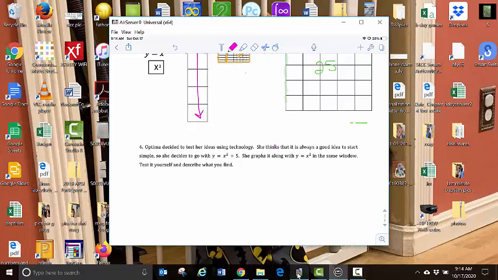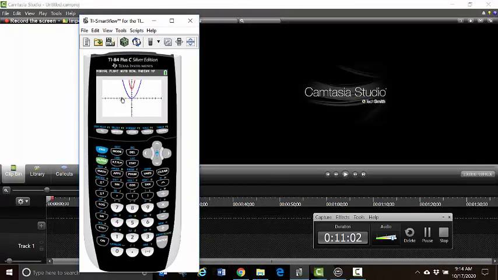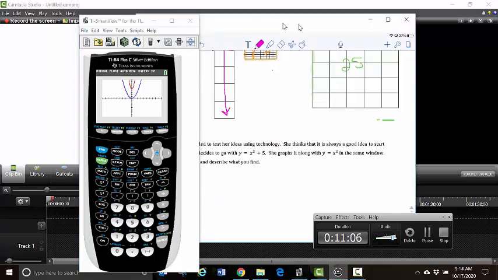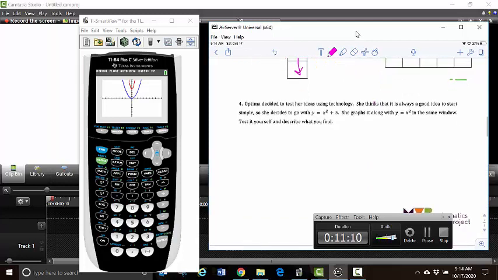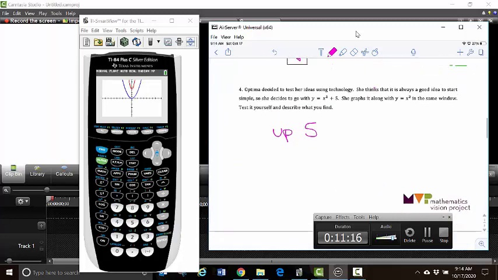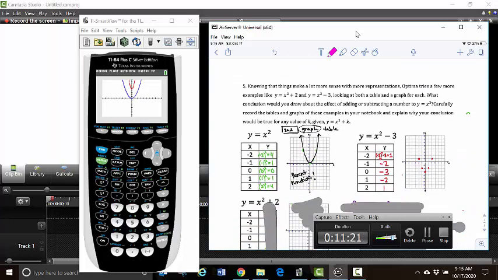Goodness, where did it go? There we go. Notice it just went up 5. Okay, and so if you were to type this in again, you would see that it went up 5. Okay. Knowing these things makes a lot more sense with more representations.